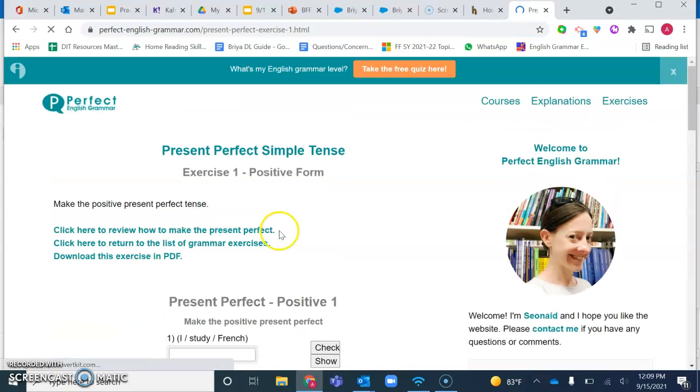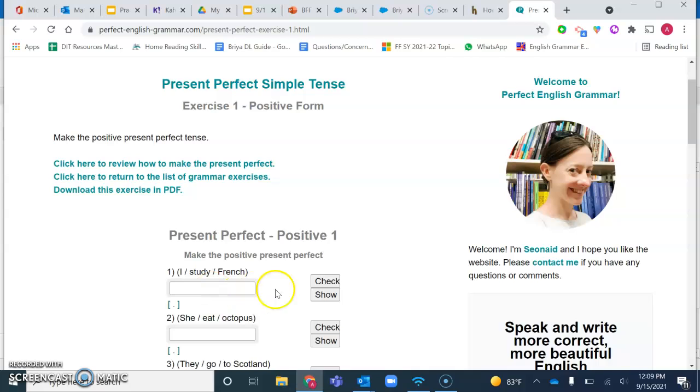When you click on it, you write the answer and you can check to see if you are correct. And then at the top, there's always a review that tells you how to make that grammar tense.